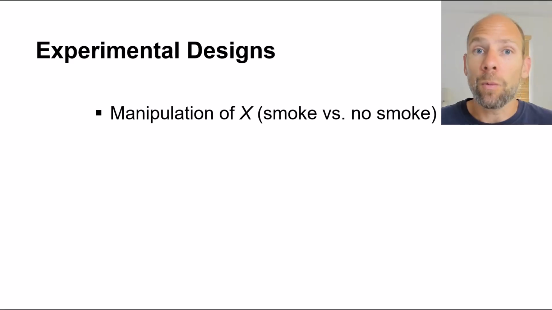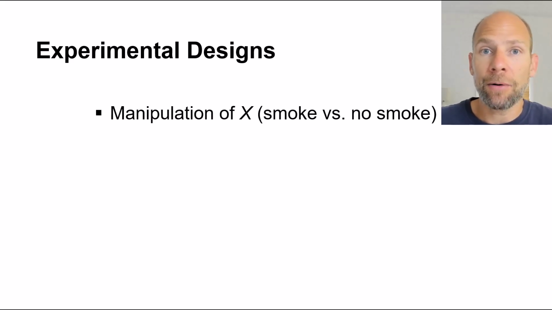So what is the most suitable design for showing causality, or that x causes y? That would be an experimental design of some sort. There are different experimental designs. What do experimental designs have in common? One thing is that in an experiment, we manipulate the independent variable x, or the hypothesized cause of an outcome variable. So in this case, in our example, we would have to manipulate x, whether somebody smokes or not.